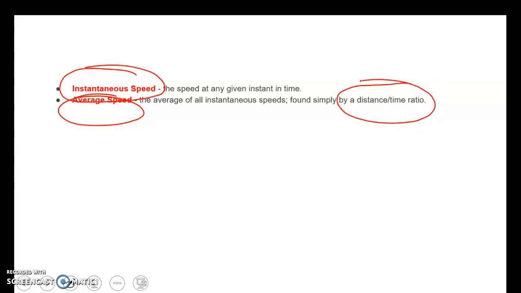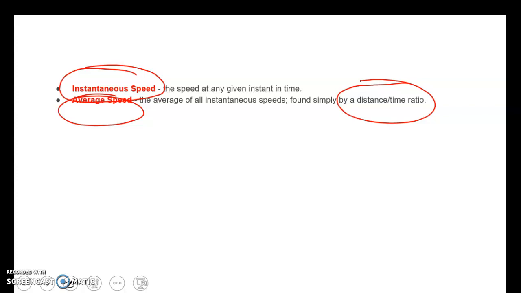Two other terms that go along with speed: instantaneous speed, your speed at any given instant in time, and your average speed. It's the average of all your speeds found simply by using the distance over time equation. But instantaneous could be your speed at any given time.